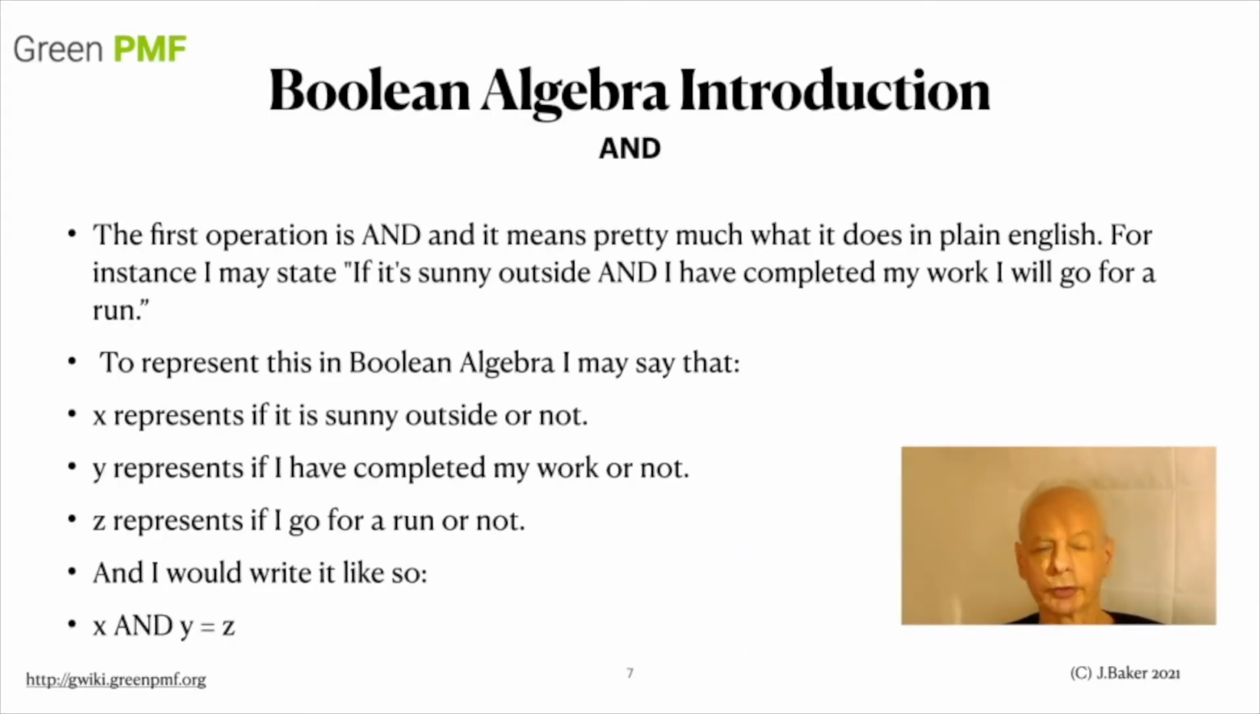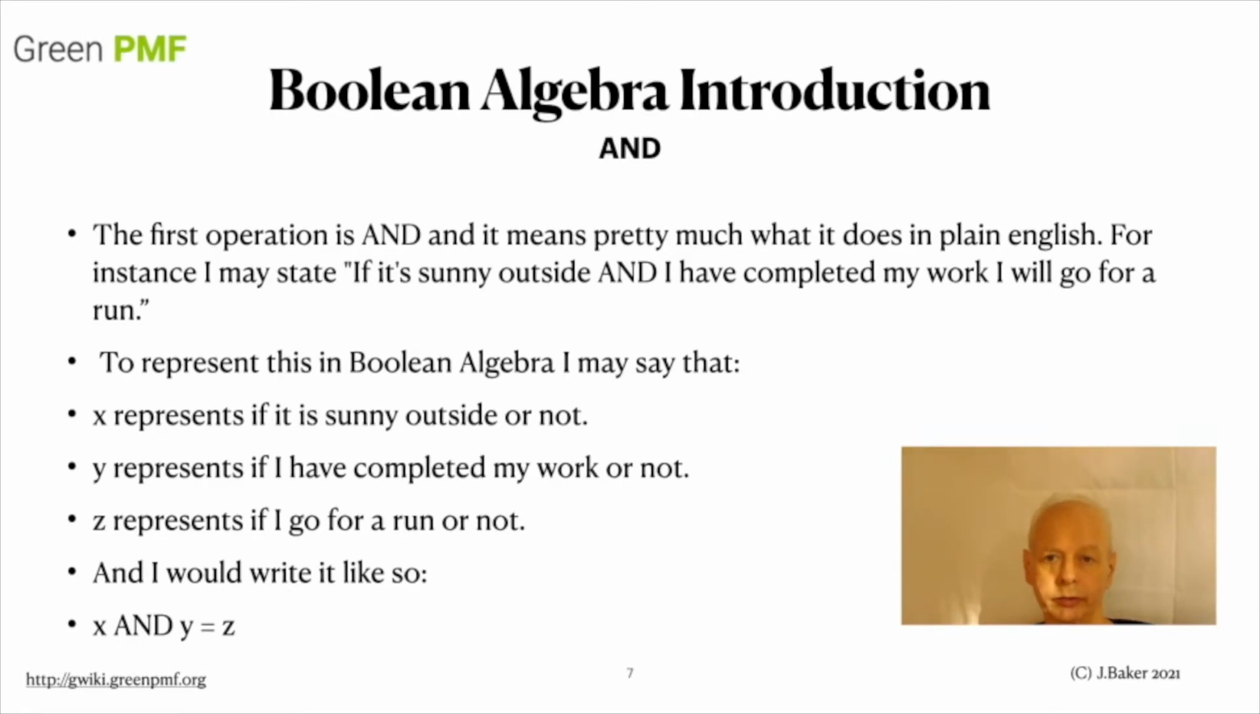So we'll come on to the first, and that is called AND. And it's pretty much what it says on the tin, really. For instance, I may state, if it is sunny outside and I've completed my work, I will go for a run. So to represent this in Boolean, I may say X represents if it is sunny or not. Y represents if I completed my work or not. And Z would represent if I go for a run or not. So look at the slide and you can see it is written X AND Y equals Z.